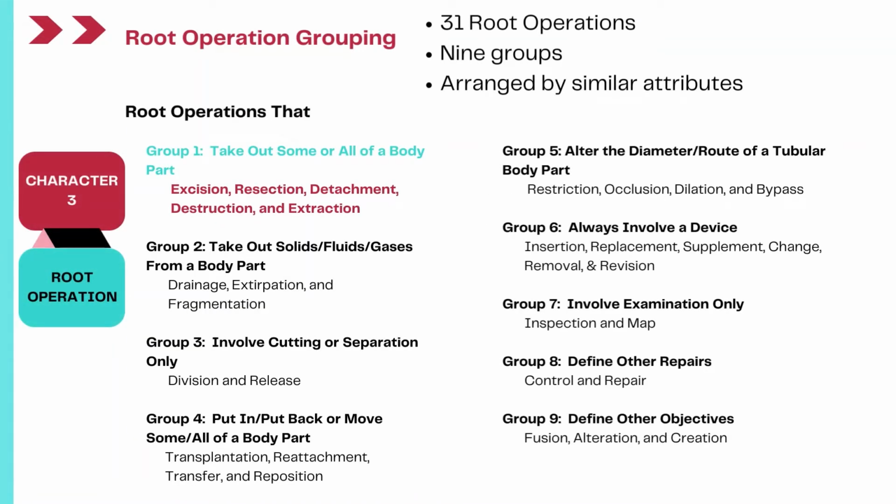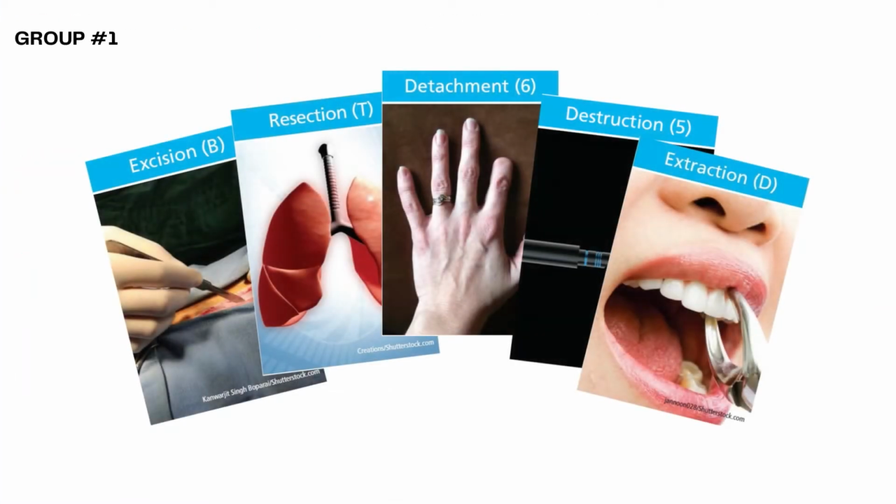Now, as you all know, there are a total of 31 root operations in the medical and surgical section alone. And these root operations are divided into 9 groups based on similar attributes of surgical procedures. Today, we are looking at the first group, which talks about root operations that take out some or all of a body part. And there are 5 root operations in the first group: excision, resection, detachment, destruction, and extraction.